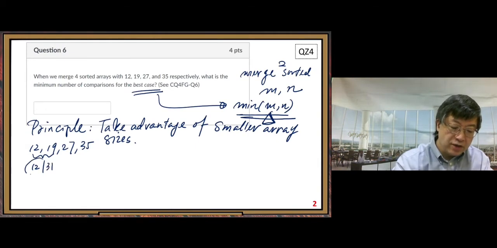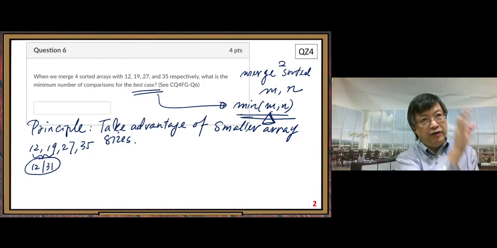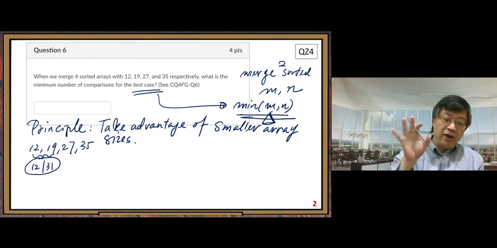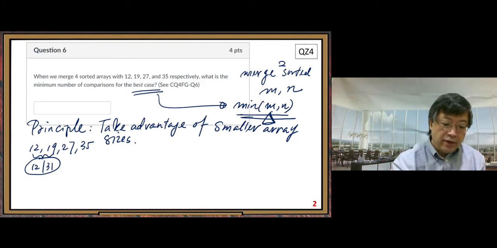Okay, so I use this notation. Left-hand side 12, number of comparisons. The right-hand side, array size, because I need to use both numbers. All right. The next one, 31, 27.